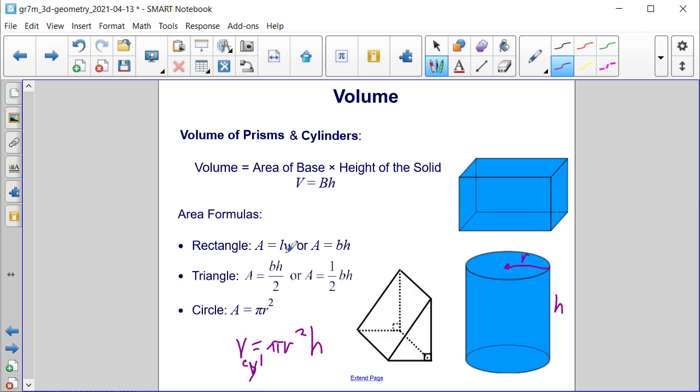And because with a rectangular prism, its area is length times width, you could take length times width and replace the capital B here to write the formula as length times width times height, where you have the length here, width here, and height here.